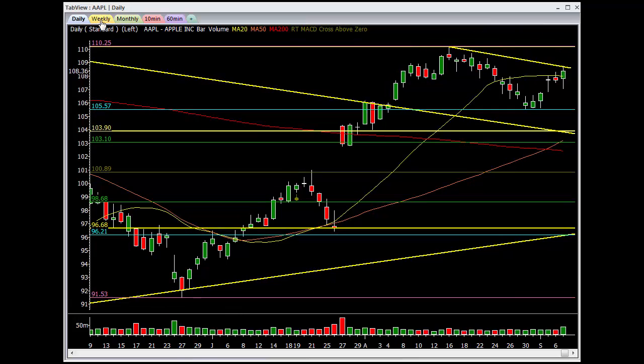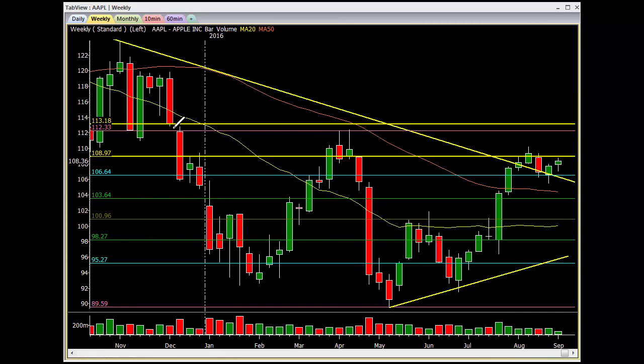But after 110, I'll show you on the weekly, you just have some big resistance, 112, 110 right in this area. You got the breakdown bar. You have the retrace, which is big resistance, and then another breakdown. So you need weeks of consolidation before this thing pops up through here.